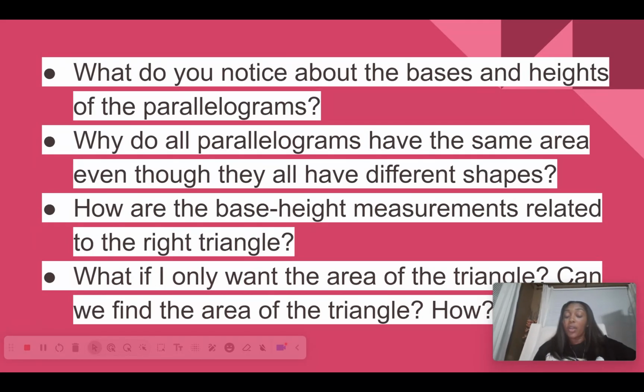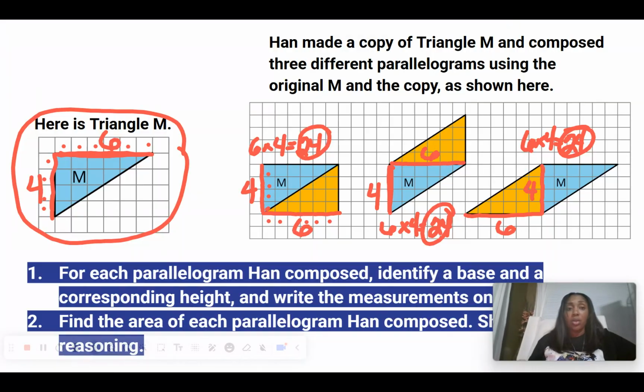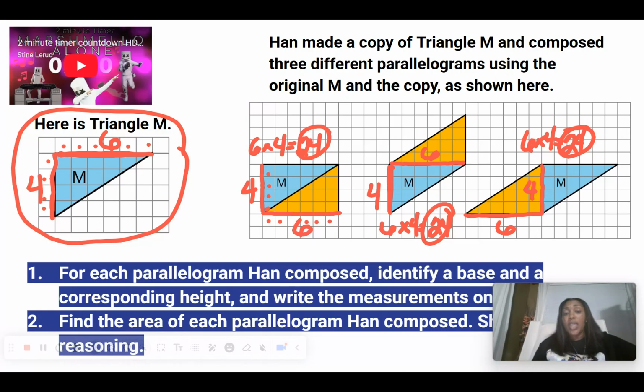So what if I only want to find the area of just the triangle? Can we find the area of just the triangle? And how could we do that? So when we look at that picture, we can see that it takes 2 triangles to make the parallelogram. So the 2 triangles together give me an area of 24.